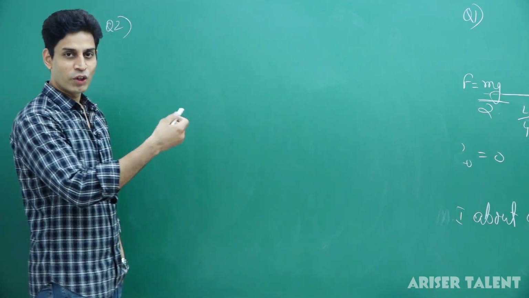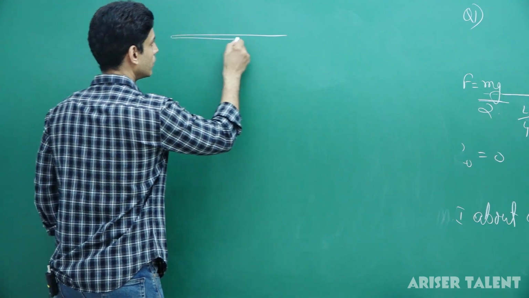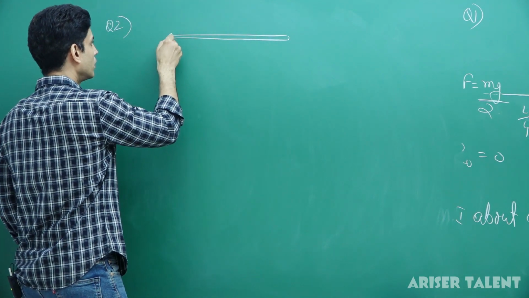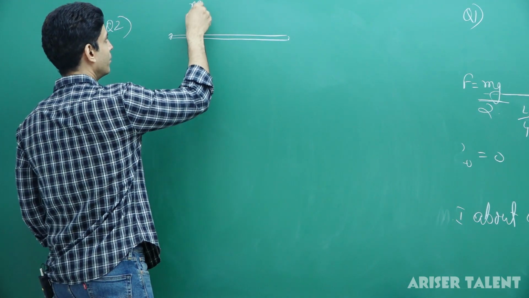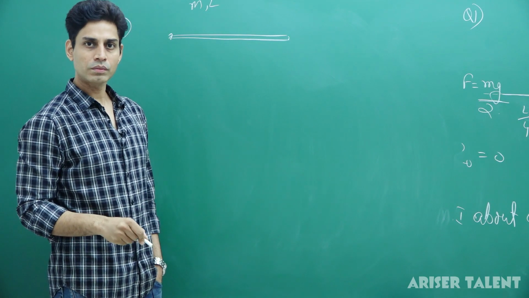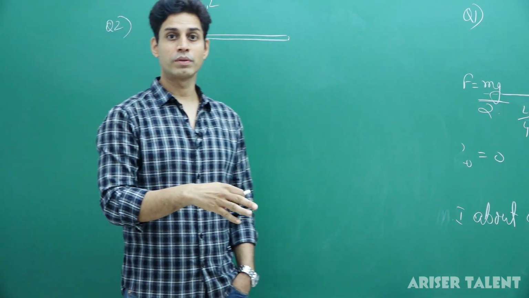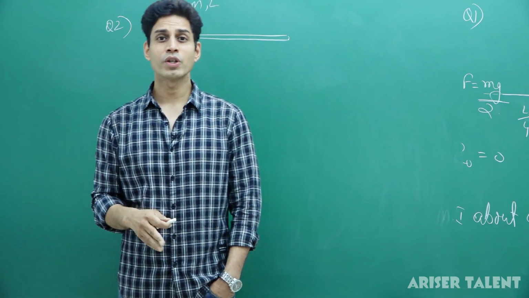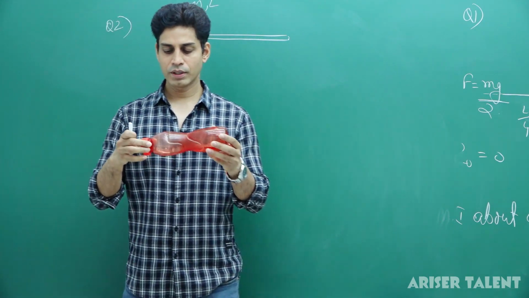Anyways, another example of torque is a numerical. Now a rod is placed horizontally. The mass is m and the length is L. Now this rod is released from the horizontal position. Then you have to calculate the initial angular acceleration. Now I'm talking about it like this.